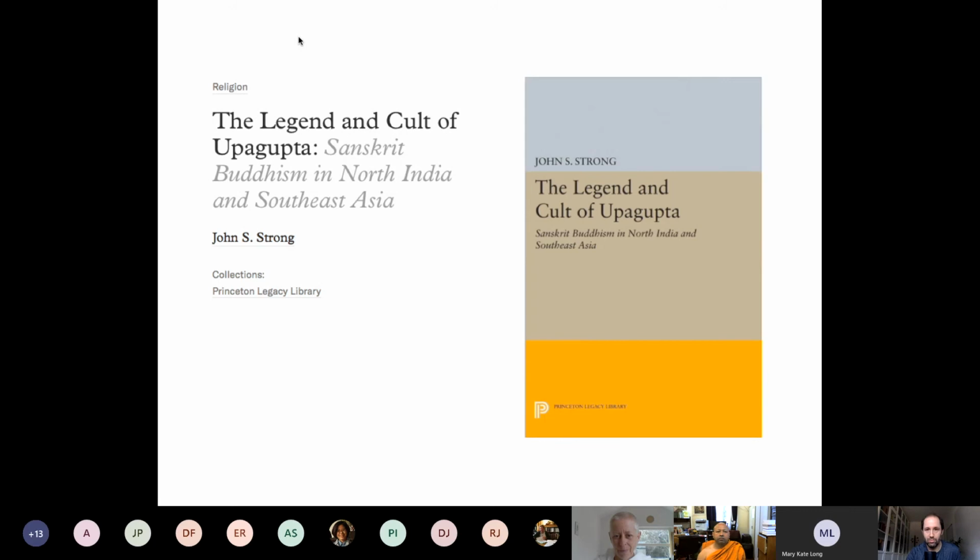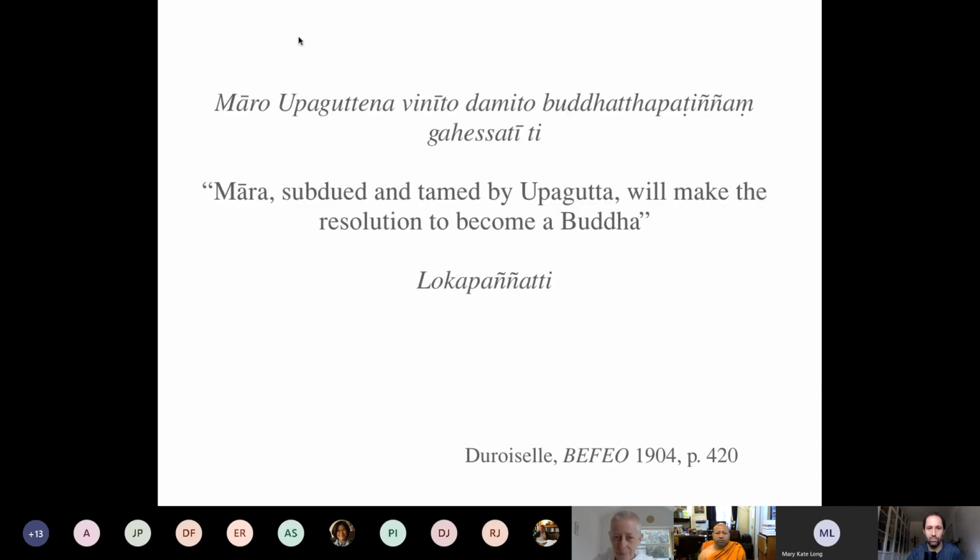The most famous is this study by John Strong. I think many of you already know it. So if you want to know more about the legend of Upagupta and how this legend of Sanskrit Buddhism went from North India to Southeast Asia and how it developed and transformed, I would recommend this very important book.